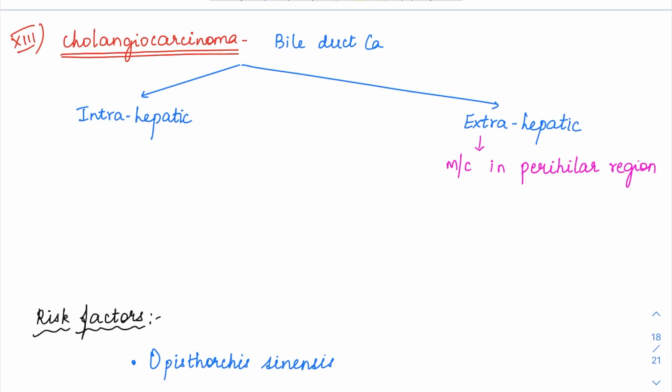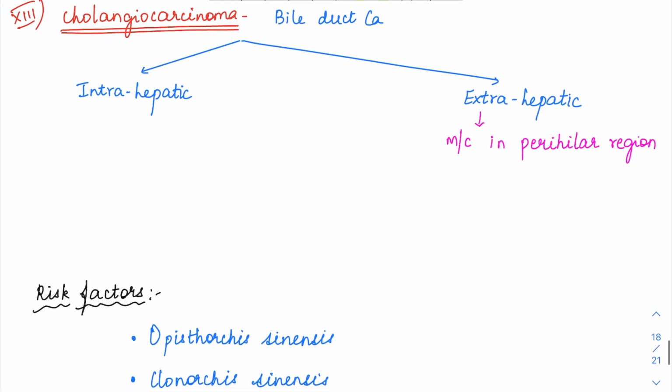Then coming to the tumors in liver and biliary system, first will be cholangiocarcinoma. Cholangio means bile duct. So carcinoma in the bile duct is called cholangiocarcinoma. It can either be an intrahepatic carcinoma or an extrahepatic carcinoma. And extrahepatic is going to be much more common, especially in the perihilar region, wherein it is given a special name called Klatskin tumor.